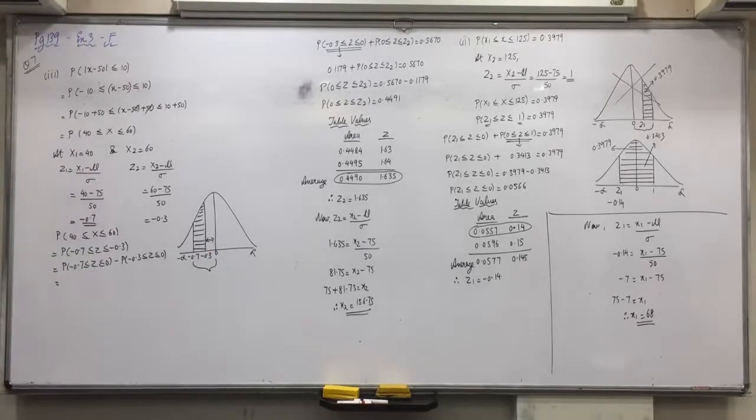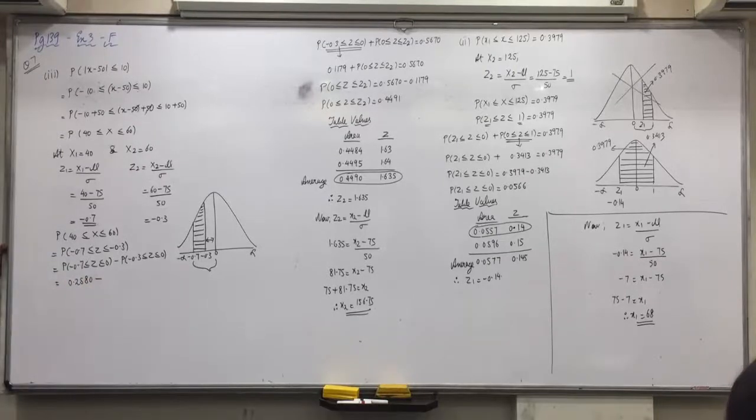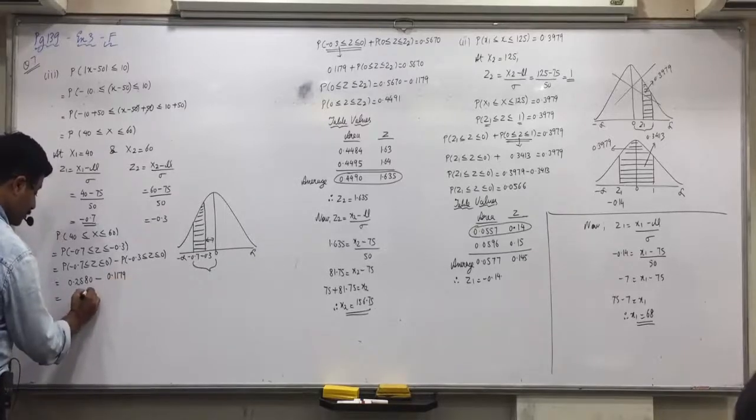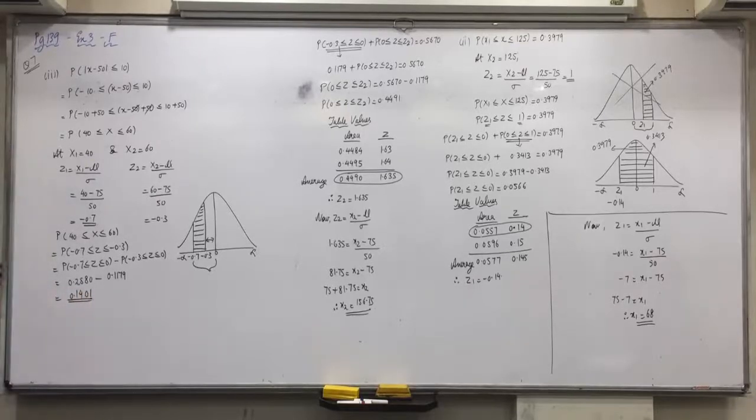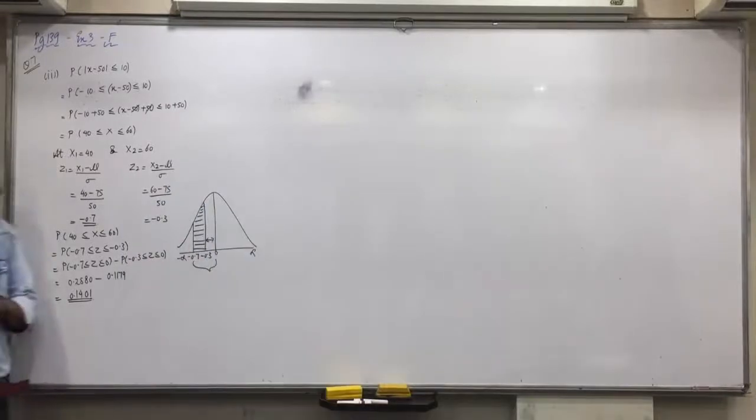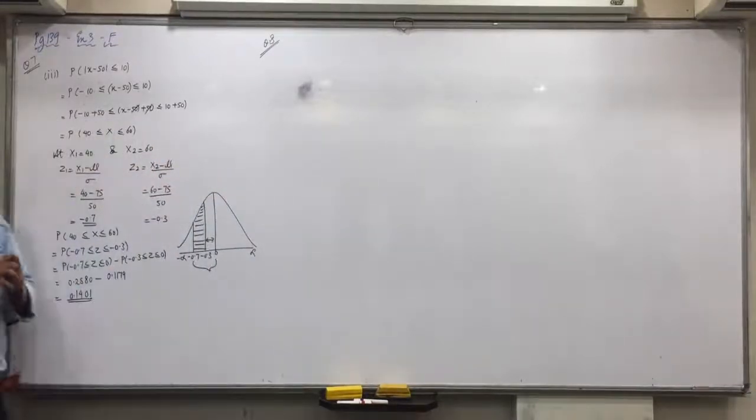0 to 0.7 in the table comes to 2580. Yes. Minus 0 to 0.3 is 1179. Yes. 0.140. This is the third answer. Did you all understand this? So probability that modulus x minus 50 is less than 10 would be 0.14. Look at question number 8. Pay attention. Keep silence, everyone.